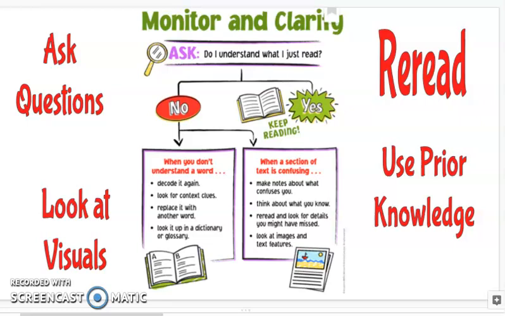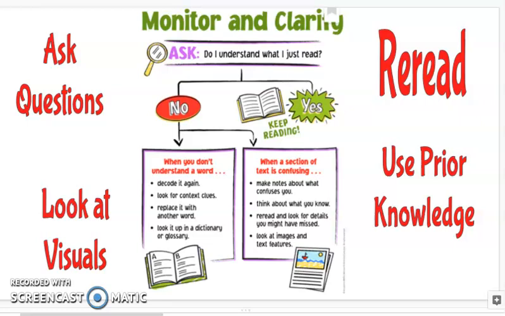All right. So sometimes you're reading along and you're like, "Ooh, I think I understand it, but I'm not really sure." So in your mind, it's not really clear. So you want to go back and you want to take some steps to help you understand what you're reading. So we're going to look at the little flow chart and we're going to start right here where it says, "No, I don't understand what I'm reading."